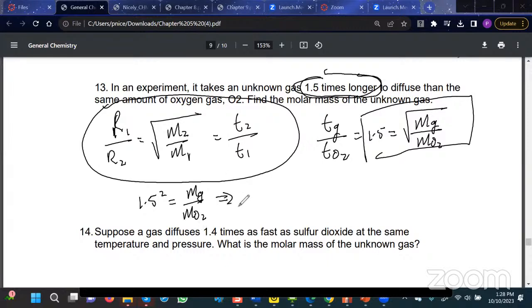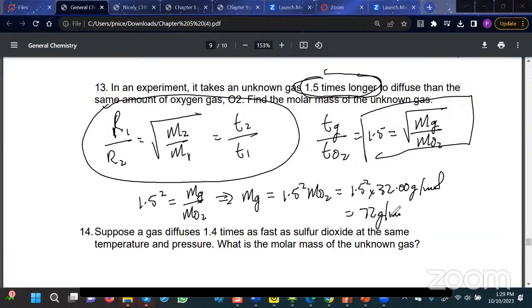Okay, so when you multiply both sides by the molar mass of oxygen, you're going to get the molar mass of the unknown gas is equal to 1.5 squared times the molar mass of oxygen. What's the molar mass of oxygen? O2. Exactly. So it's going to be 1.5 squared times 32.00 grams per mole. And that's it. So 32 times 1.5 squared, and according to my calculation, this works out to be equal to 72 grams per mole. All right, so that's the final answer right there.